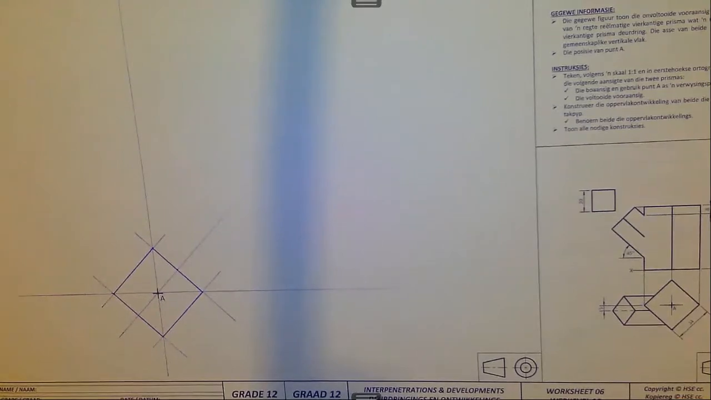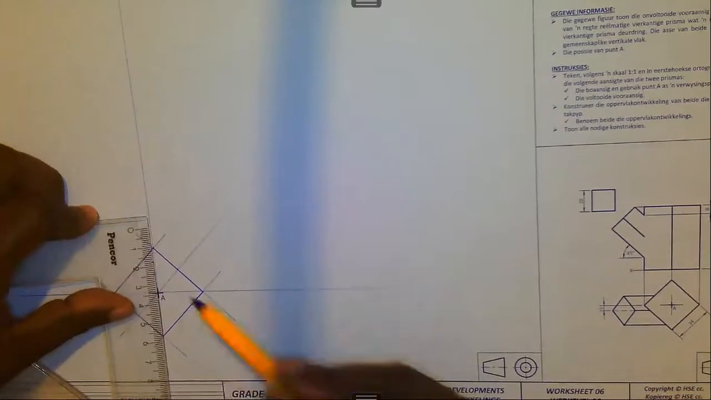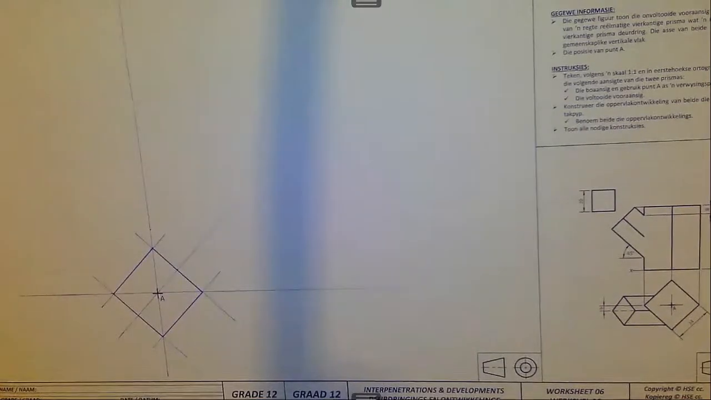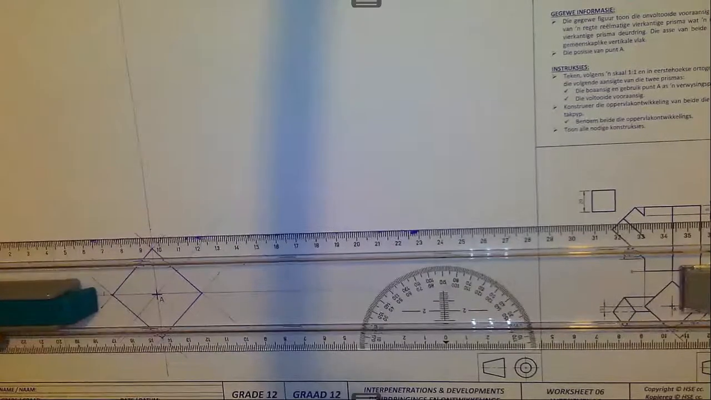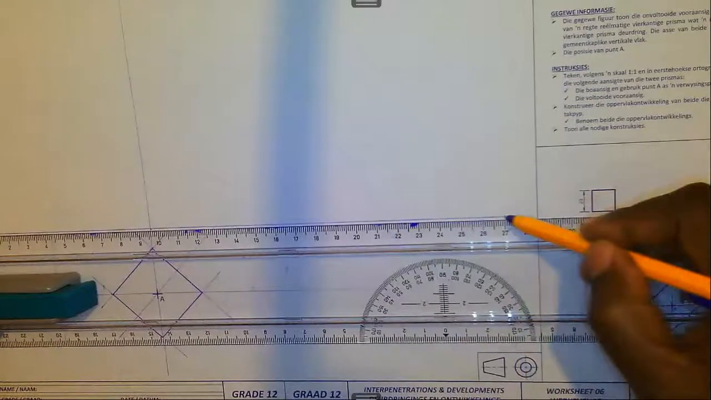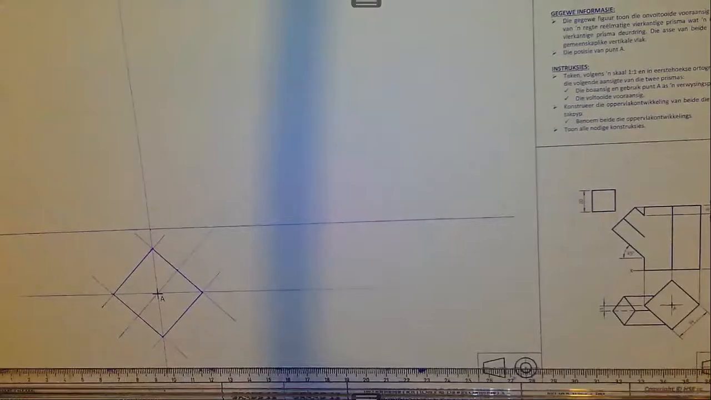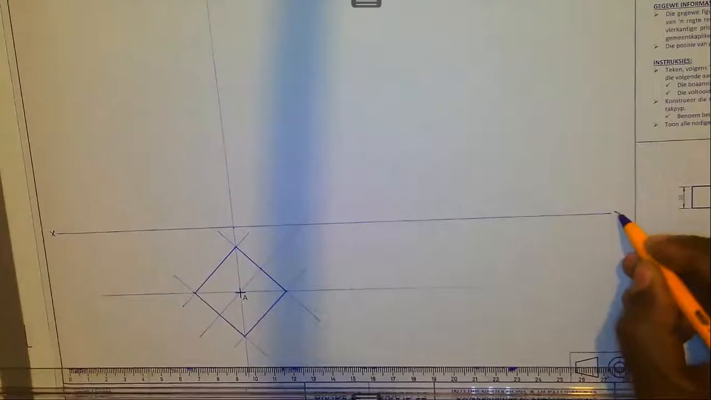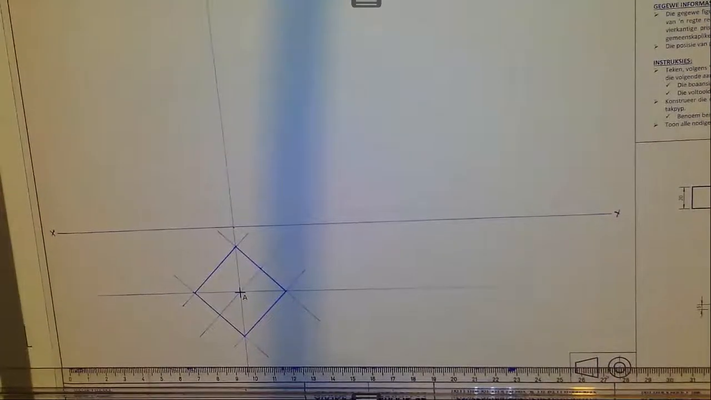Then define the ground line. So let's measure here. Don't take it too high because you would need to position the developments, okay? Right, so I'm going to draw this like that. Right, and I would label this one X and Y. This is the ground line, okay?